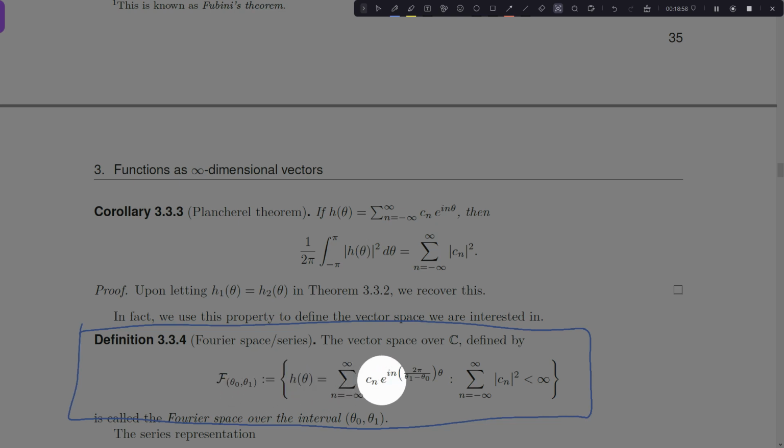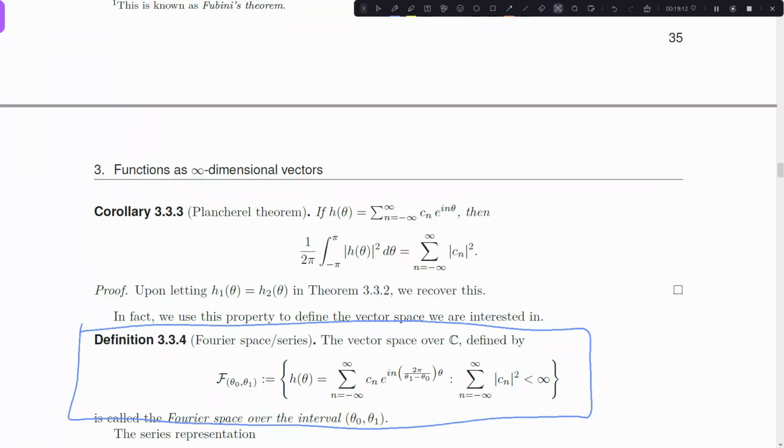Then it turns out that the coefficients, or rather the basis elements, have to modify. They have to modify so that instead of just being e^{inθ}, they become 1 over the square root of 2π divided by θ1 minus θ0. And we can just verify really quick. Suppose θ0 were minus pi and θ1 were pi. Then up here, θ1 is pi minus negative pi. I end up with 2 pi in the denominator. 2 pi over 2 pi is 1, and we recover exactly what we had before.